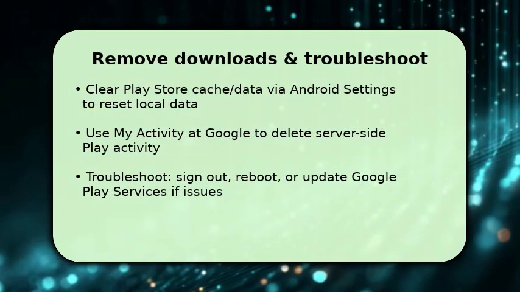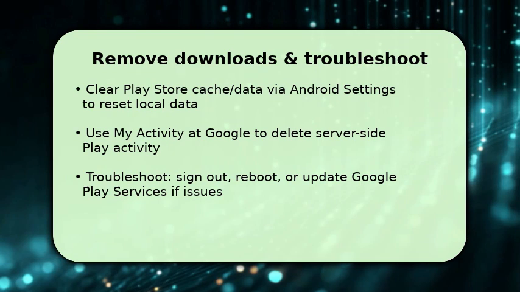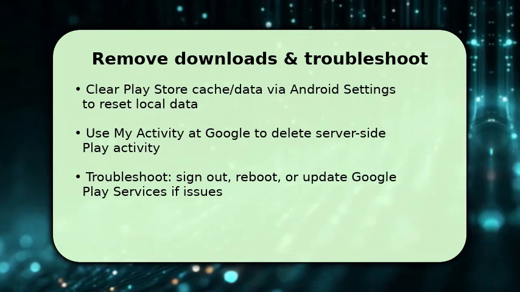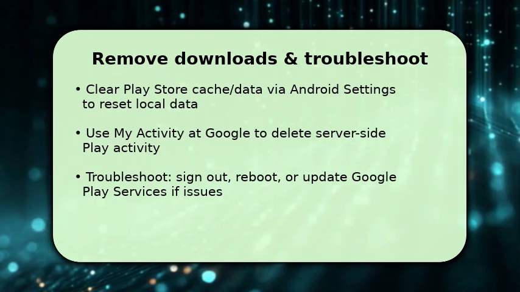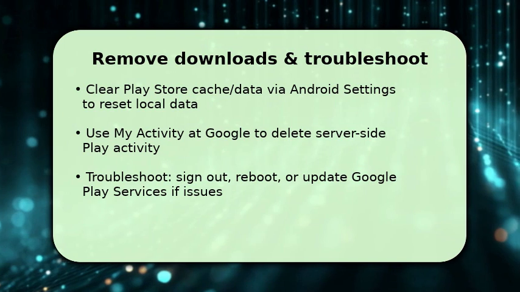Go to Android Settings, Apps, Google Play Store, then Storage, and choose Clear Cache and Clear Data. This resets local history and resolves persistent suggestions. If you want server-side deletion, visit Google's My Activity, filter by Play Store or Google Play, and delete entries there.